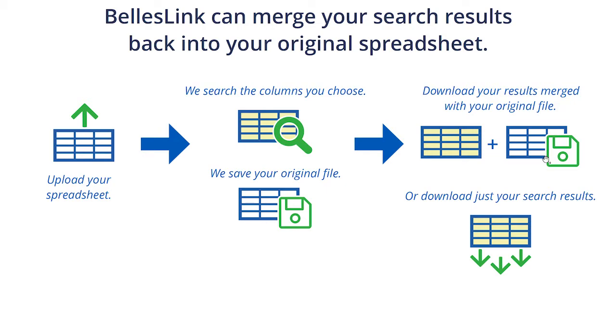And then you have the option when you get your results to have those results merged back into your original spreadsheet. So we save a copy of your original spreadsheet when you upload it with all its columns, and you can either export just the results that came back from the search, or you can export those results merged back into your original spreadsheet with all your original columns, all your original data. It'll save you a huge amount of time.